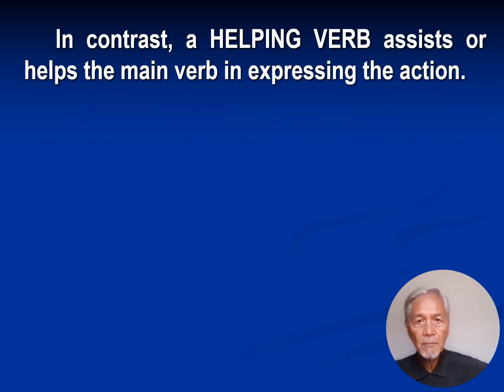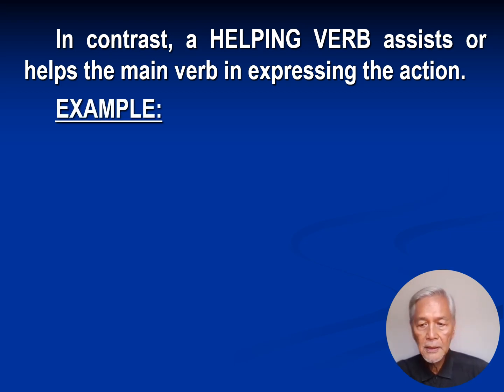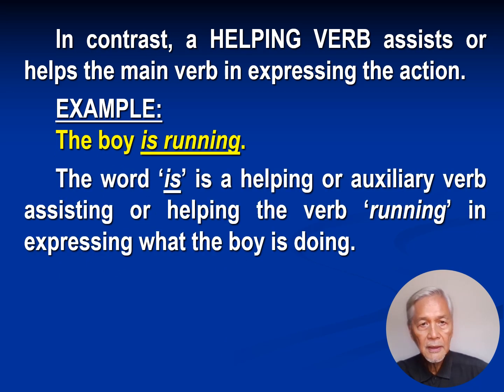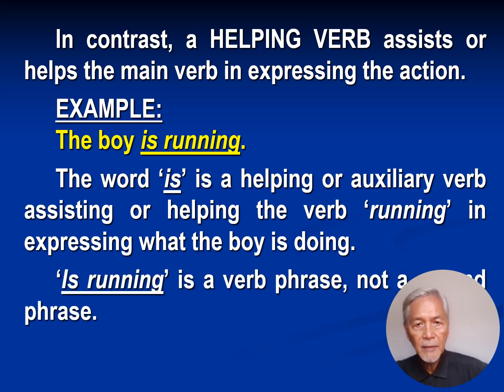In contrast, a helping verb assists or helps the main verb in expressing the action. Example: The boy is running. The word is a helping or auxiliary verb assisting or helping the verb running in expressing what the boy is doing. Is running is a verb phrase, not a gerund phrase.